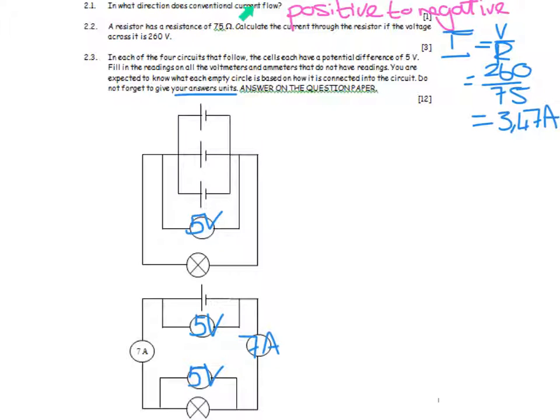In what direction does conventional current flow? It's from positive to negative. Electron flows from negative to positive, but conventional current is positive to negative.